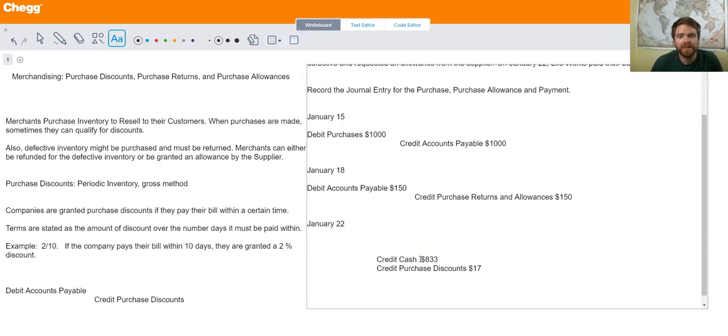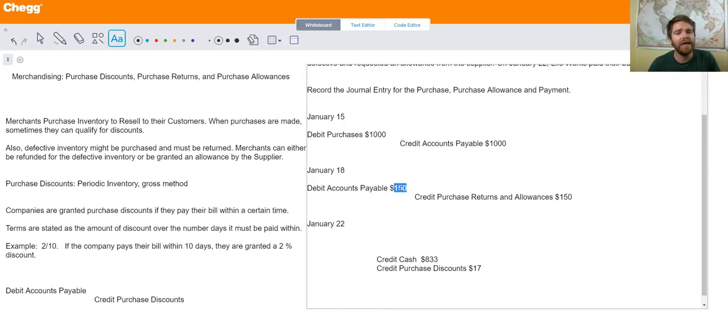Now, here's the tricky part. I tell my students this. Whatever you record your liability for or your receivable for, either way, whatever you originally recorded for, that's what you reduce it by. So let's follow the liability here. First you owed $1,000, but then you debited it for $150. So now you only owe $850. So $850 is on the books right now.